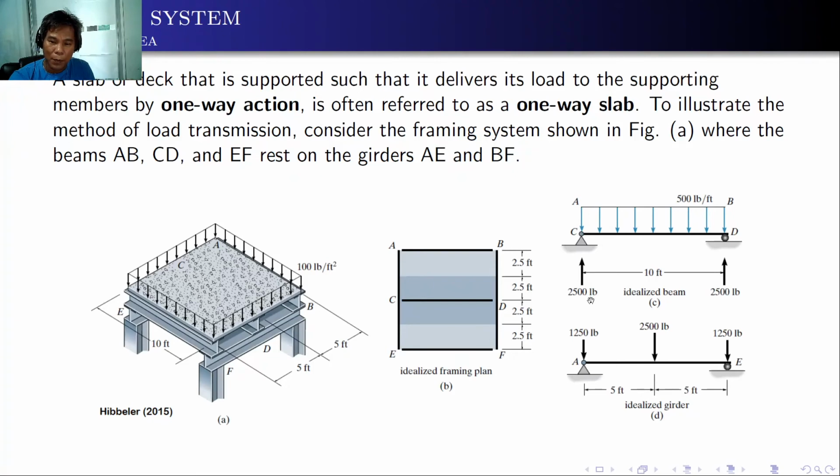If we transfer this to the girder, like girder AE or BF, the reaction of CD will be transferred to the midspan of AE. Here we have 2,500 pounds, and also the reaction from beam AB is 1,250 pounds and EF is 1,250 pounds. So this is how we idealize the structure from the slab to the beams and girders towards the column.